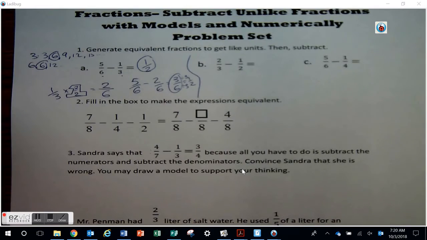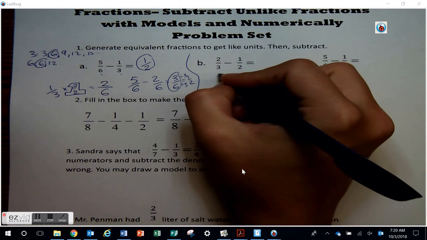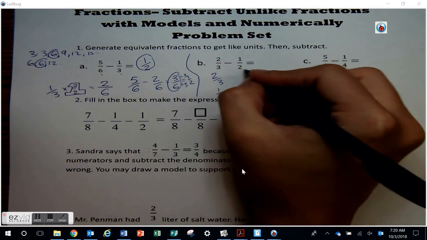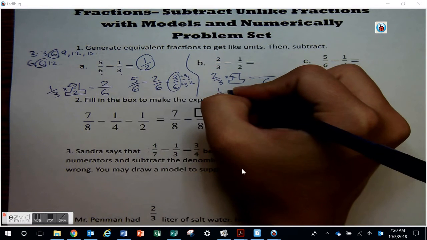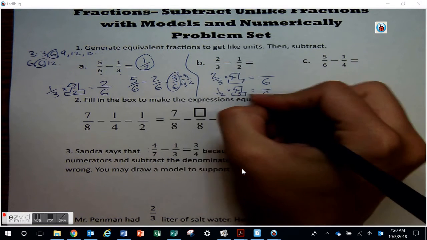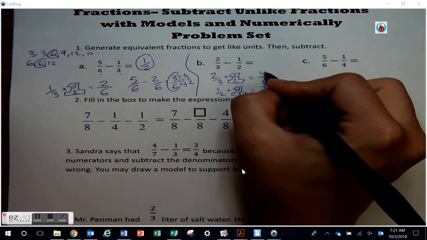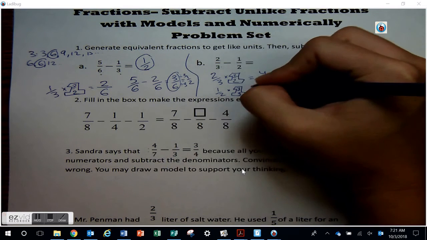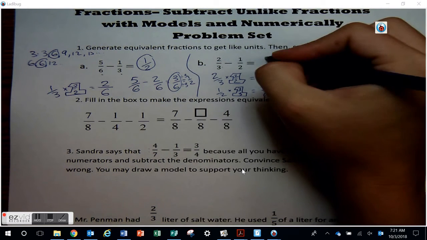Okay, let's look at this one. Here I can just multiply my two denominators, so I'm going to get a denominator of 6. 3 times 2 is 6. Multiply by that giant 1. 2 times 3 is 6. 1 times 3 is 3. 3 times 2 is 6. 2 times 2 is 4. The 2/3 came first, so we're going to write 4/6 minus the 1/2, which is the 3/6, which gives me 1/6.